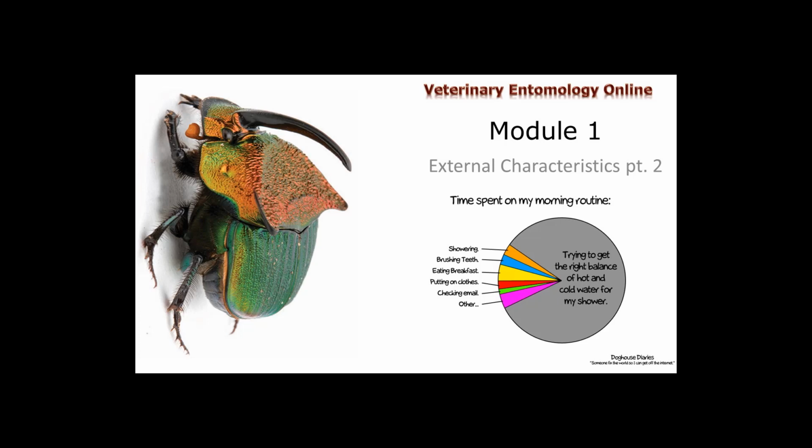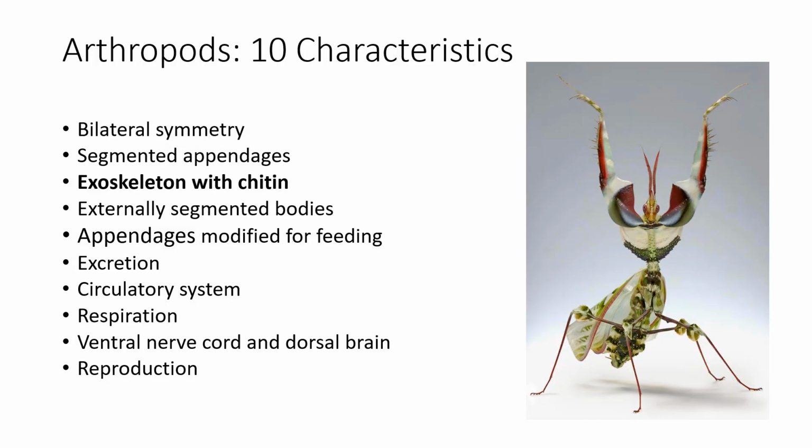All right, let's continue looking at the major characteristics for all arthropods by looking at the next external characteristics. The third major characteristic is all arthropods have an exoskeleton made with chitin. So we've got the bilateral symmetry and segmented appendages, and the reason those appendages need to be segmented is because all arthropods have an exoskeleton made with this chitin.